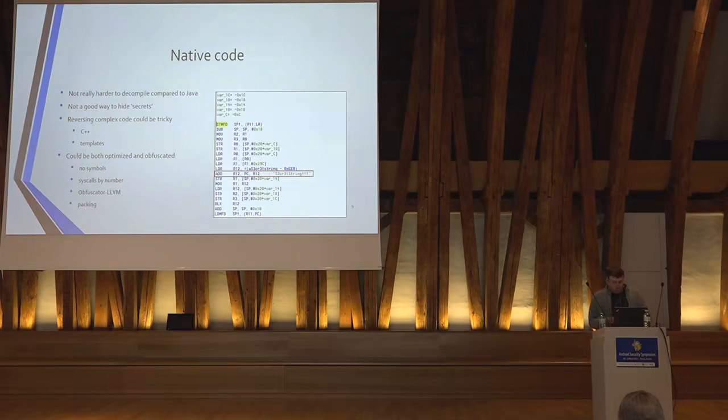Of course, reversing the native code could be tricky. It can be C++, a lot of code, a lot of weird function names. You might have templates, again, more code. And if they really wanted to hide what they're doing in the native code, you would have at least some amount of optimizations, deleting symbols, or even obfuscation, or even packing, where you have one piece of code which loads another, and then et cetera, et cetera. So this is native code. Depending on the type of application, most things are in Java, but you should definitely be wary of any native libraries.